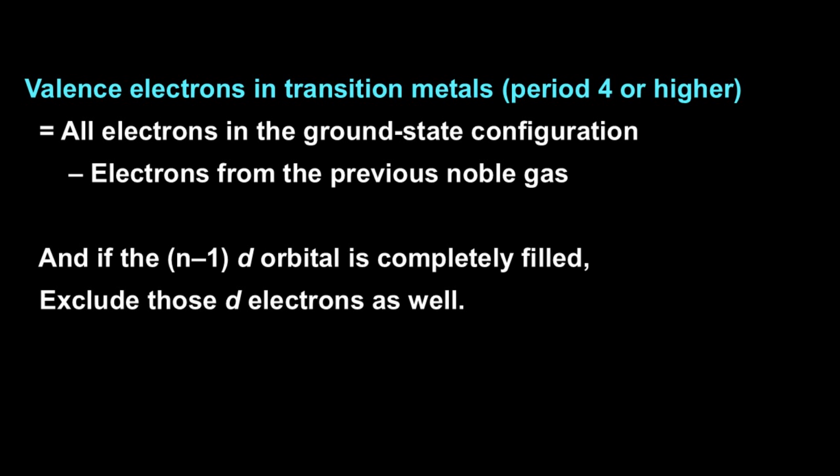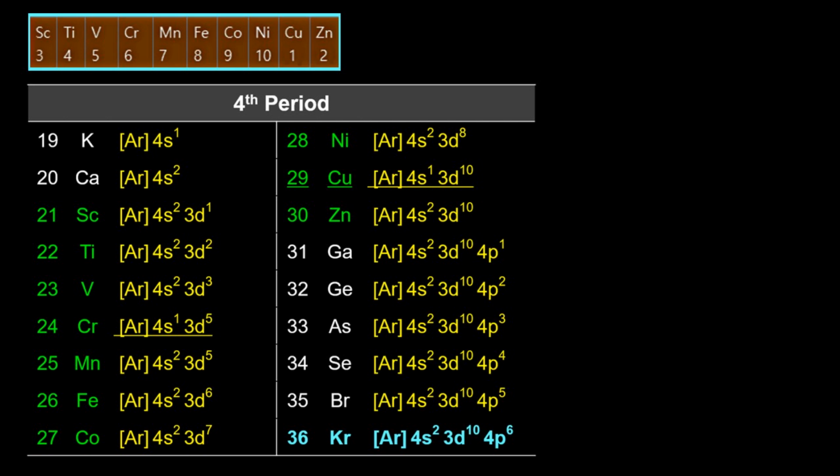Here's the approach. Start with the full electron configuration of the element. Then, subtract out the electrons that belong to the noble gas core from the previous period. If the d orbitals are completely filled, we usually don't count those either. So what's left? The electrons that aren't part of the noble gas core and aren't in a filled d subshell, those are considered the valence electrons. That's why, in transition metals, valence electrons aren't always just the ones in the outermost shell. They can include partially filled d electrons too. And this explains a lot, like why transition metals have multiple oxidation states and show such a wide variety of bonding behavior.